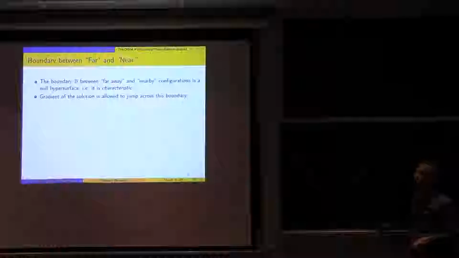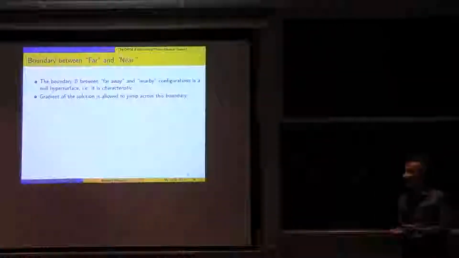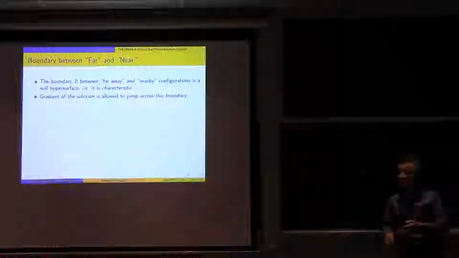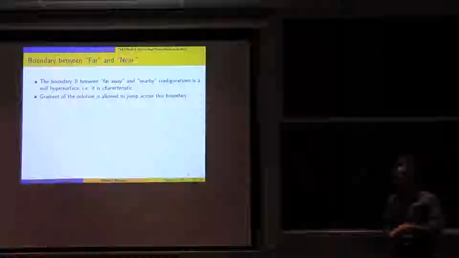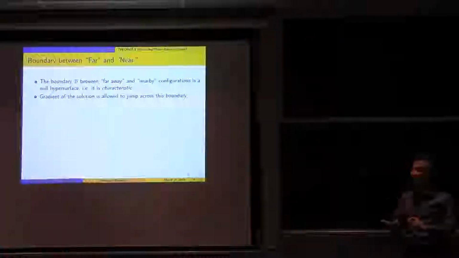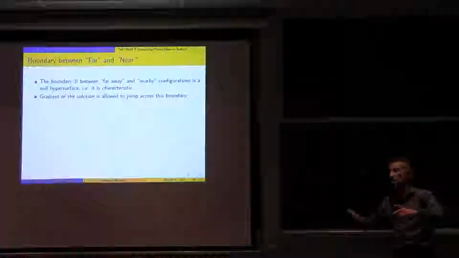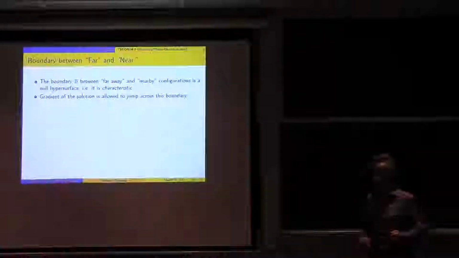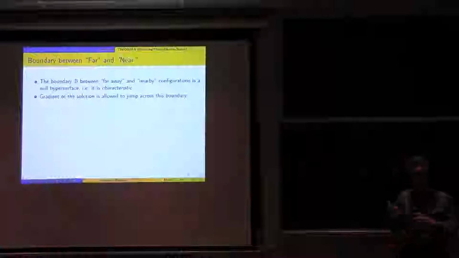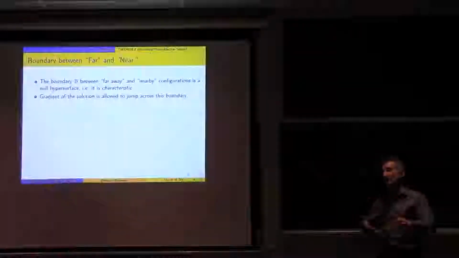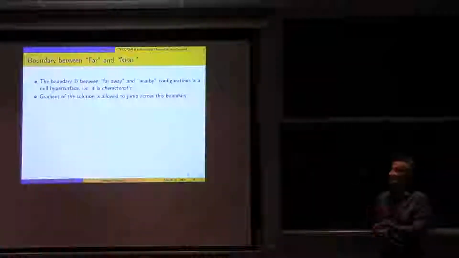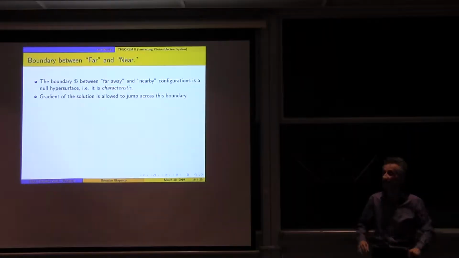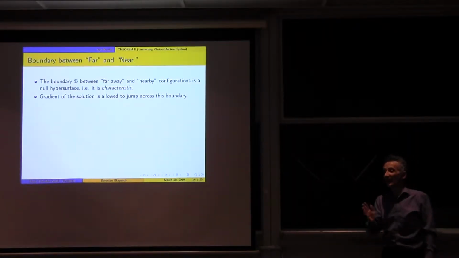It's important to note that this boundary is characteristic. So we are solving a wave equation. Normally you think of solving a wave equation with time-like boundaries, but this is a characteristic boundary, okay? It doesn't mean that you can't do it. It means that you have to be careful, because one of the things that hyperbolic equations are famous for is that they're allowed to have singularities on characteristics.